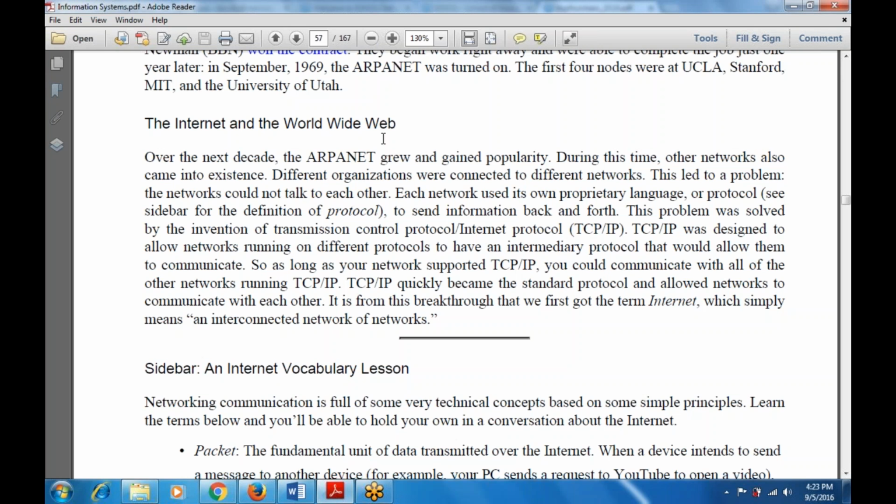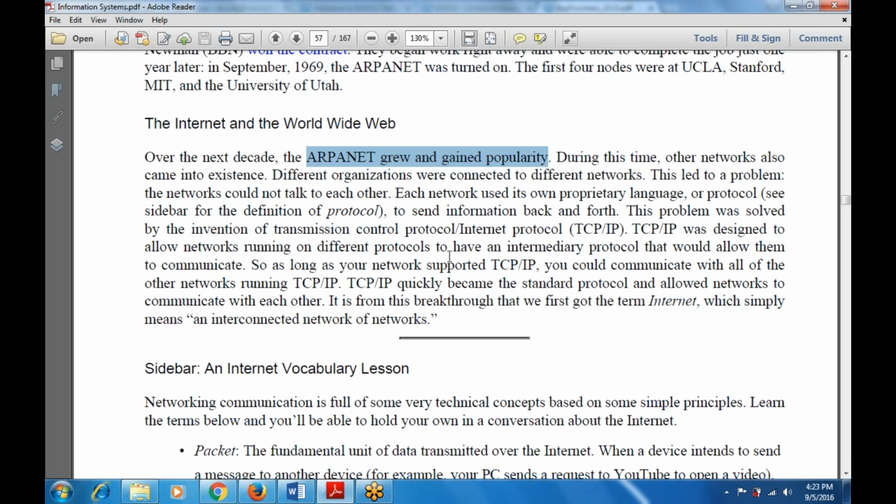Over the next decade, the ARPANET grew and gained popularity. During this time, other networks also came into existence, and different organizations were connected to different networks, which led to a problem: networks could not talk with each other. Computers could talk to each other within their own network, but if I wanted one network to communicate with another, that was not possible. That was solved by a new technology known as protocols.